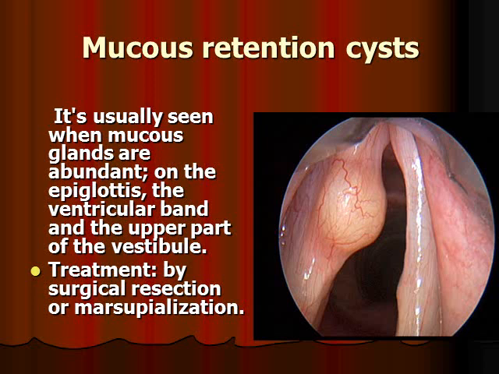Here we reach the next disease, the mucus retention cyst. A mucus retention cyst is usually seen where mucus glands are abundant: on the epiglottis, the ventricular band, and the upper part of the vestibule of the larynx. The cyst is filled with mucus, as you see in this picture, and is whitish to yellowish in color. The treatment is surgical resection or marsupialization. Just open the cyst and evacuate its content.